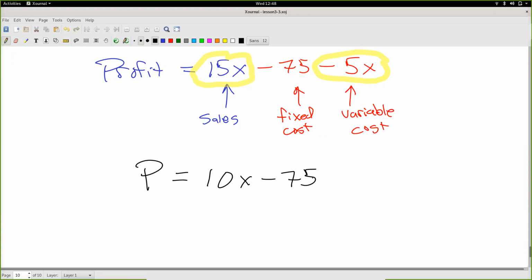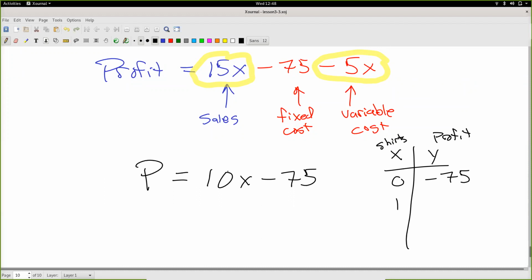Right, and if I were to start making a table based on that, X is the number of shirts and Y is the profit. If they don't sell any shirts, they spent 75 bucks, so they're in the hole $75. If they only sell one shirt, they made 10 bucks to balance the 75 they lost. I think that puts them at negative $65 overall. They're still 65 in the hole. If they sell two shirts, that's another 10 bucks, that's positive, so that's going to put them at negative 55.